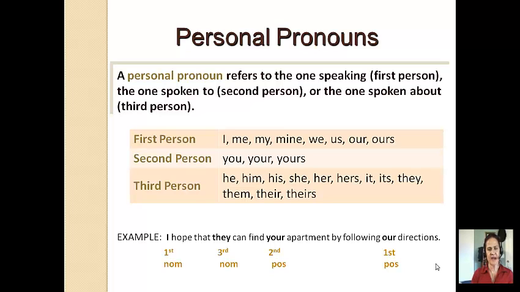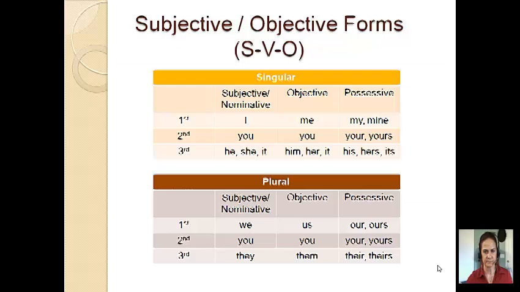Then I have to decide if it's a nominative, meaning it's within the subject portion of the sentence, or if it's objective, which is in the predicate portion of the sentence, or if it is possessive, which could be in either portions of the sentence. So, subjective or objective forms of personal pronoun depends on where they fall within the sentence. And remember, possessive could fall either in the subject or the predicate positions.